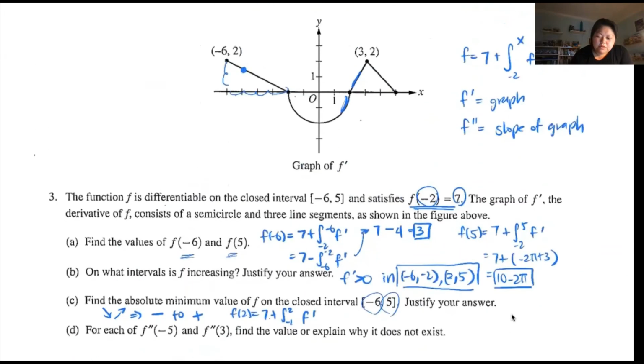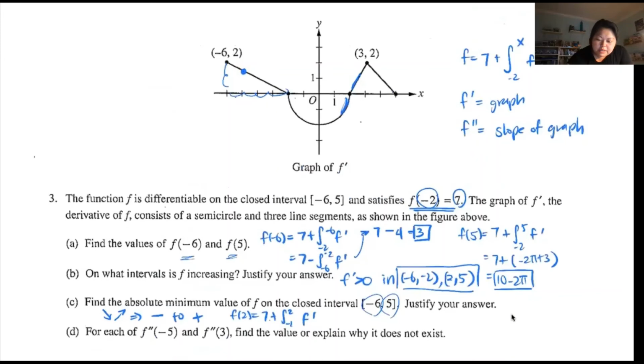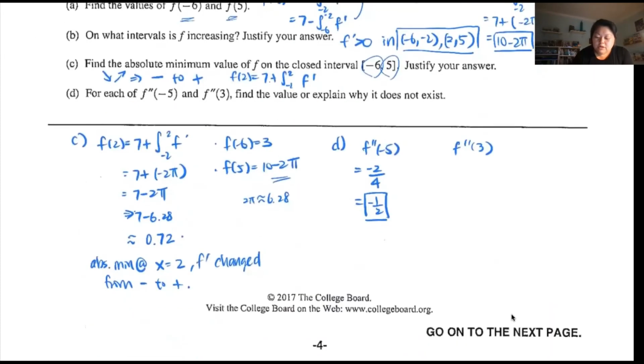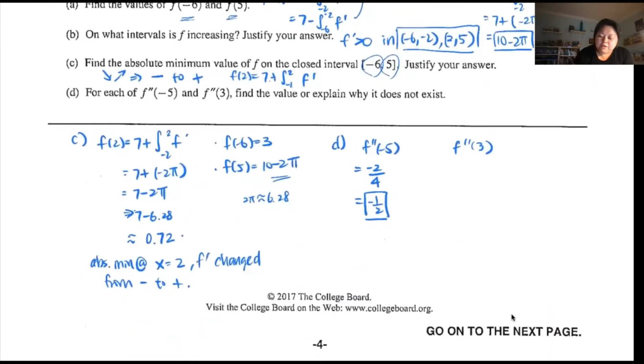What about 3? So 3 is right here, right? And you can see this is a corner because the slope before it was going up, it's positive, and the slope right after is negative, and there's no gradual switching. So you cannot find the slope. So you have two ways of describing this. You can say, first of all, the slope does not exist because it is a corner.